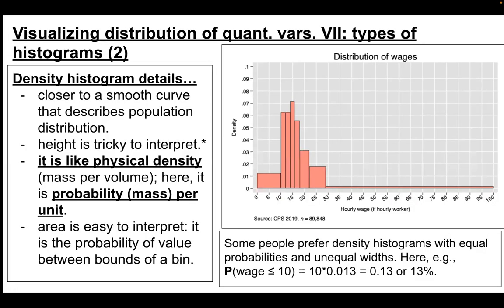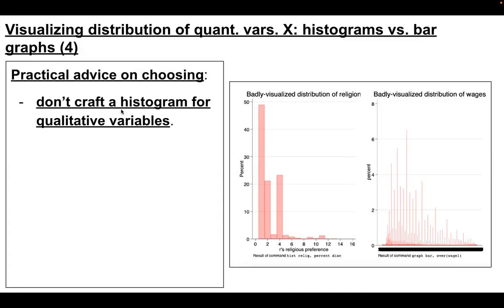A couple more caveats here. So, practical advice on choosing between them. Don't use a histogram for qualitative variables. It will look like this. This is a histogram for religion. You'll see that almost all real-world data sets assign numeric values to the outcomes of qualitative variables, but that does not mean that they are meaningful. And you should avoid using histograms like that.